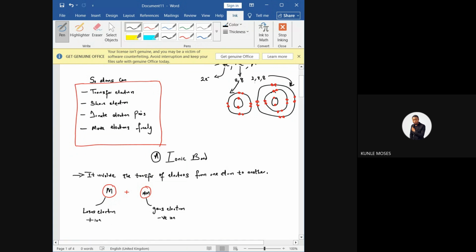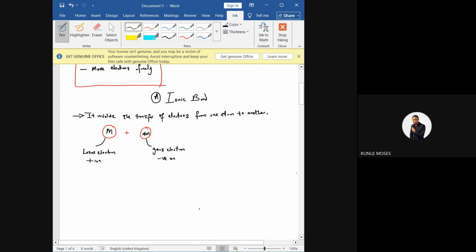Now let's go to the example. This is where you need to pay attention the most. Let's start with sodium chloride. Maybe you get it to this extent, right?